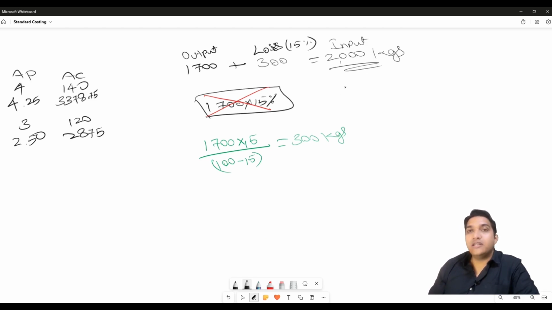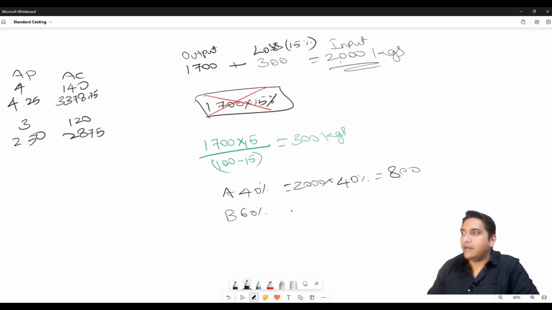Now this 2000 kgs includes both material A and B. We have to now bifurcate between what is material A, what is material B. How will we do that? So material A is 40%, material B is 60%. So 2000 into 40% equals 800, and 2000 into 60% equals 1200.